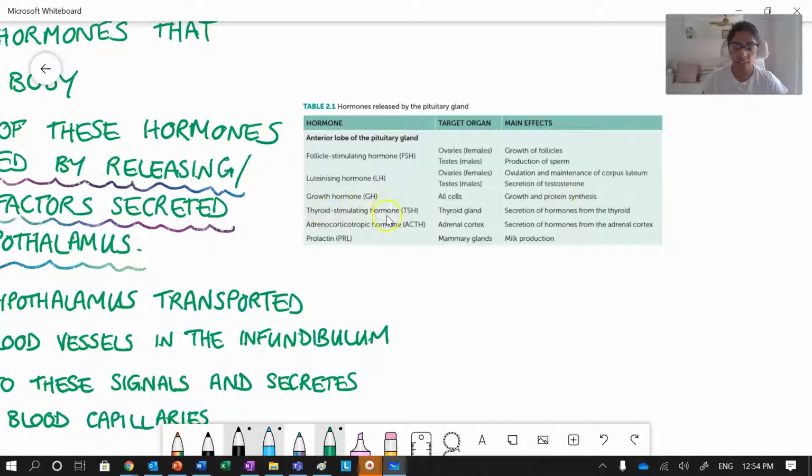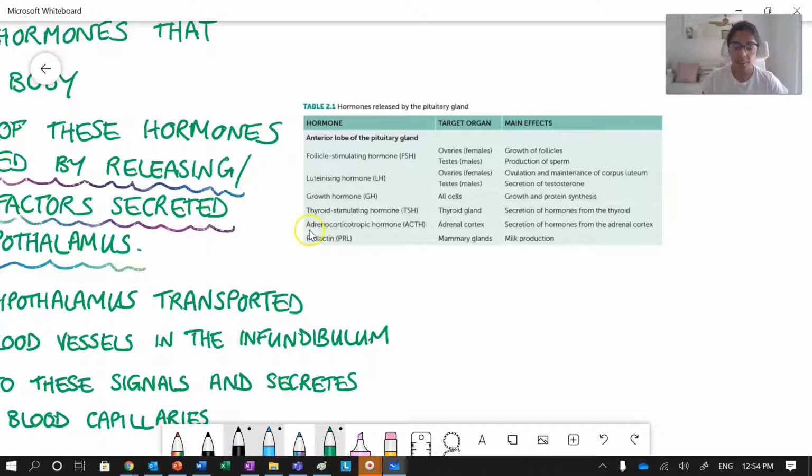Thyroid stimulating hormone. As the name suggests, this stimulates the thyroid gland to secrete its own hormone, which we know as thyroxine, and that has an effect on cell metabolism. We'll discuss more of that in the next lesson.